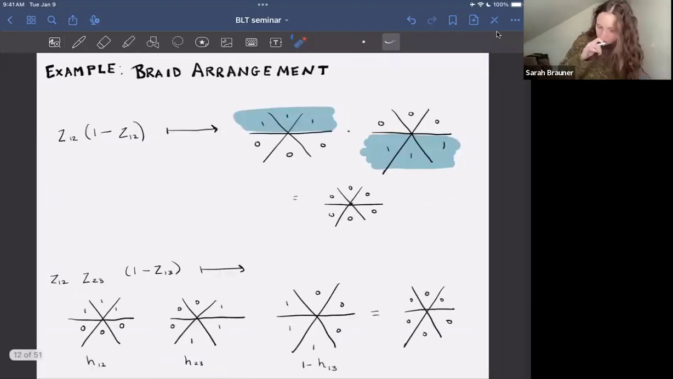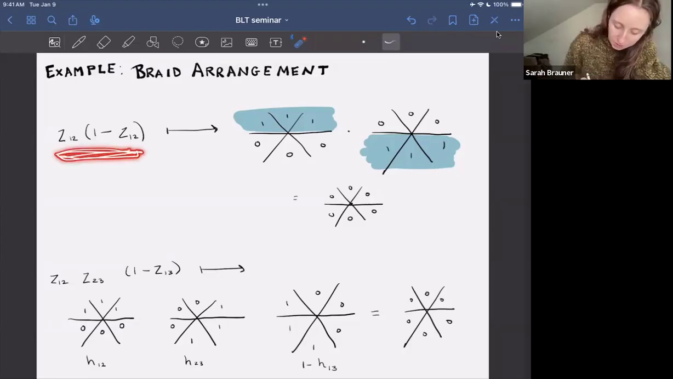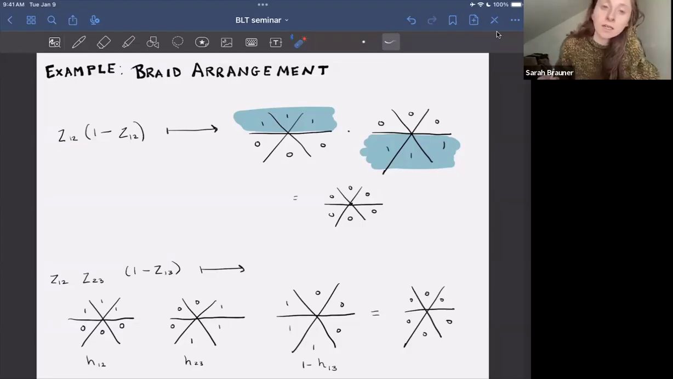So I claim that these circuit relations are actually kind of intuitive to see when you write them down at the level of Heaviside functions. For example, I claim that this is in the kernel of the braid arrangement, and we can see why. If I do Z12 times 1 minus Z12, this is Z12, so it's 1s up here and 0s below. And then 1 minus Z12 is the opposite. So they're supported on opposite things, and when I multiply them, I get 0.